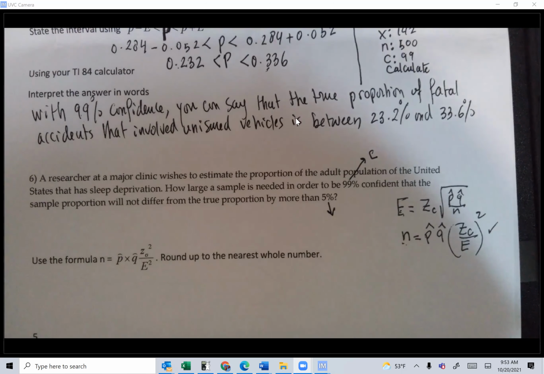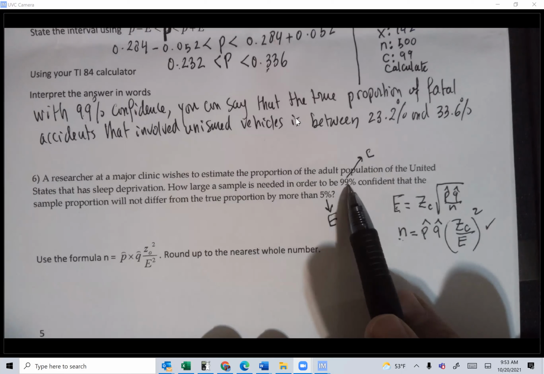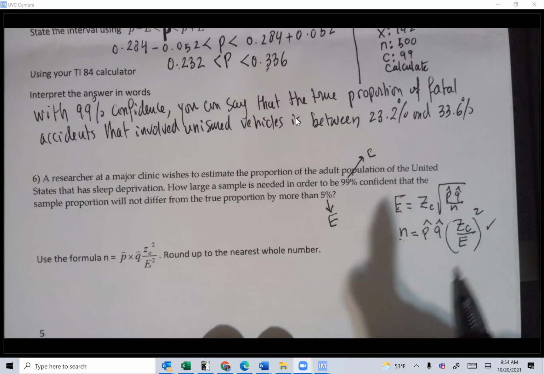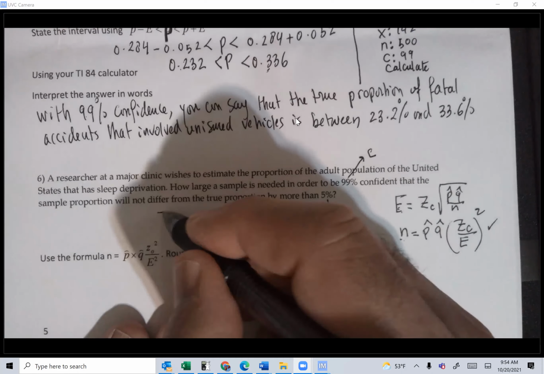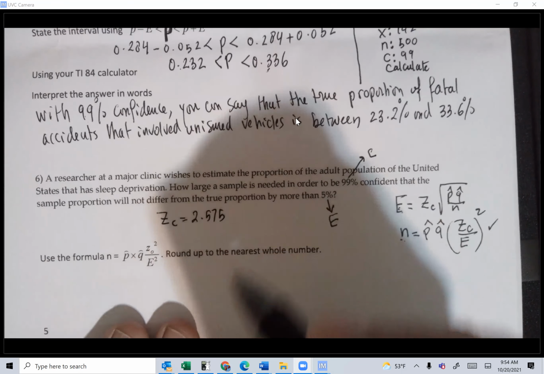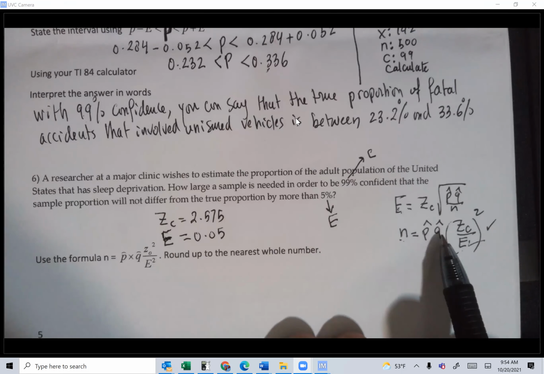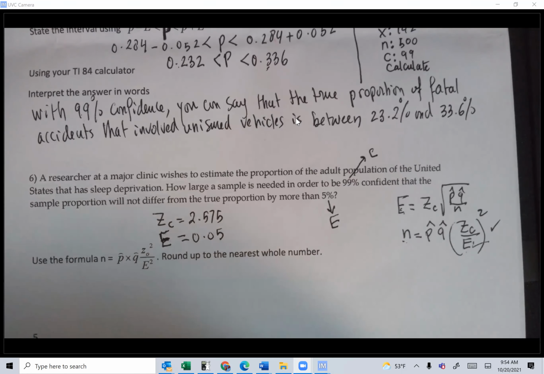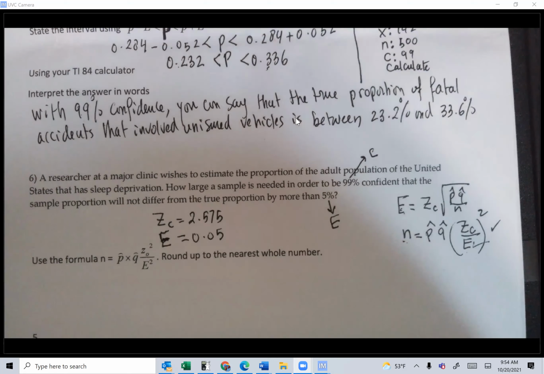Let's look at the formula, guys. He gives us the confidence level, which is 99%. So I think I know z_c, and a student told me earlier that z_c here is 2.575. He gives us E. This is it right here. You need to change it to a decimal, guys. You don't write a percent in an equation. That's 0.05. So what else do we need in order to find n? I need a p hat and q hat. It's an estimate for the proportion.